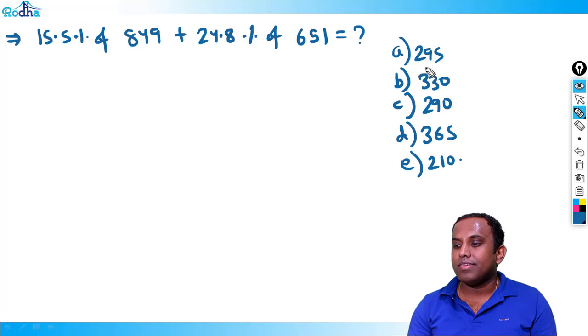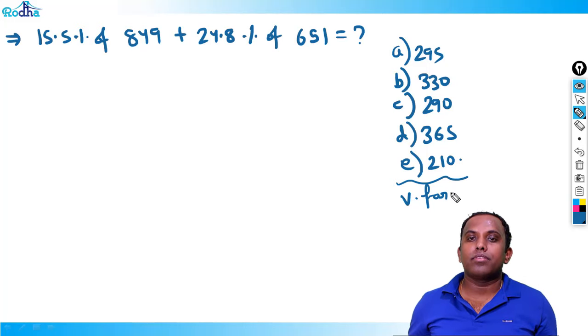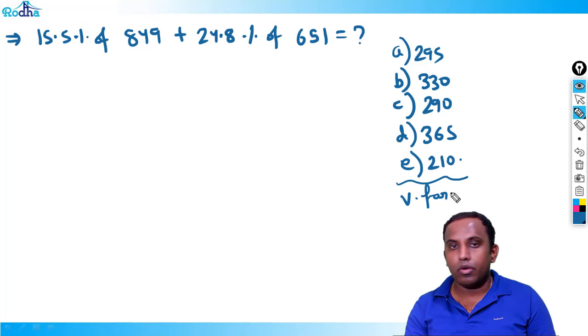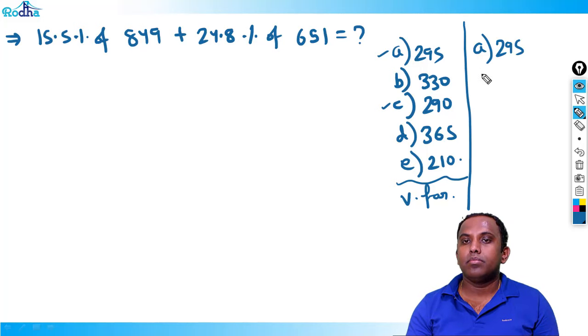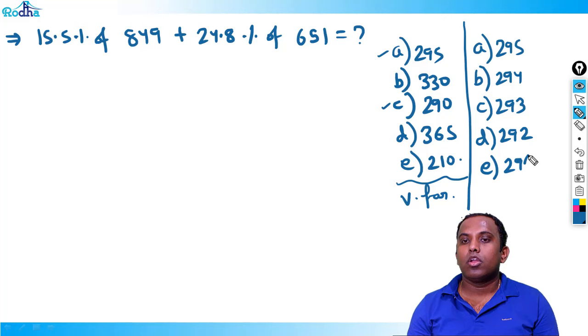So you can see here the options are quite far apart. We're solving in terms of decimals, no? So the options are very far, and the difference is quite considerable. Only these two options are close. And suppose the options are like 295, 294, 293, 292 and 296. Now this could be the first set of options, and this could be the second set of options.